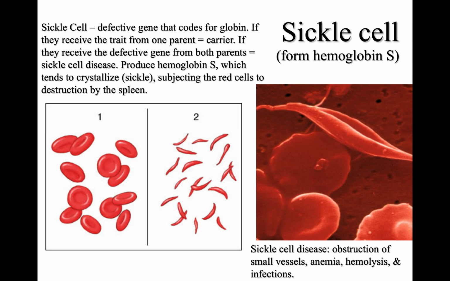They produce this hemoglobin S, which is a faulty hemoglobin, which tends to crystallize, or sickles our nice round cells. So they're supposed to look like number 1 here, and they all look like number 2. And they get destroyed by the spleen because it doesn't recognize the hemoglobin S. And they obstruct small vessels. They cause anemia, hemolysis, and infections. But it's a recessive trait. It would be an SS on the genogram. So that's a good thing.